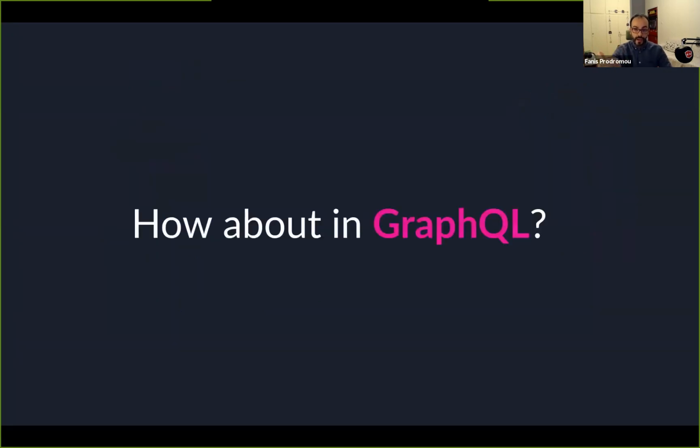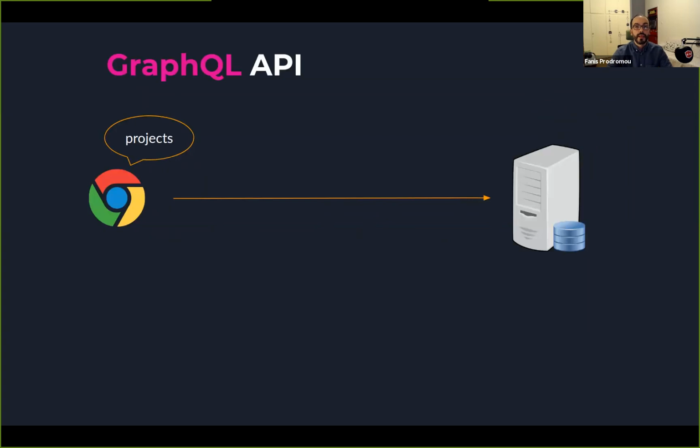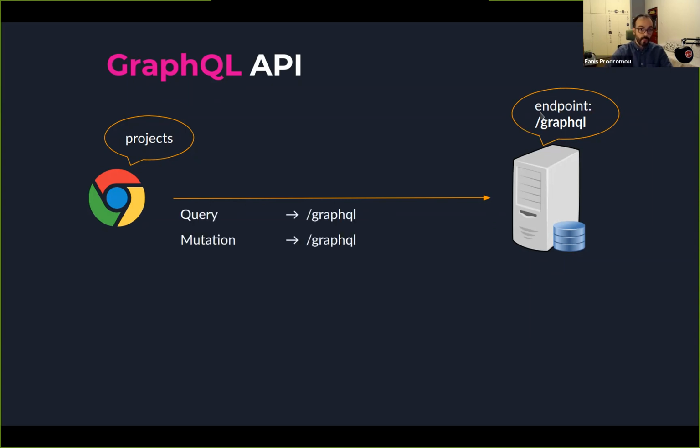Now, let's see how we have this in GraphQL. Again, if the client wants to play around with projects, the backend is like, what I have to do for you is to create one endpoint, and this is what GraphQL has. For all the communication between backend and frontend, there is only one endpoint, and this is GraphQL. No more than this. So if the client wants to play around with projects, it's going to send the queries to the GraphQL endpoint and the mutations to the GraphQL endpoint.